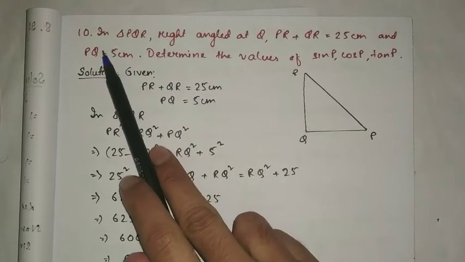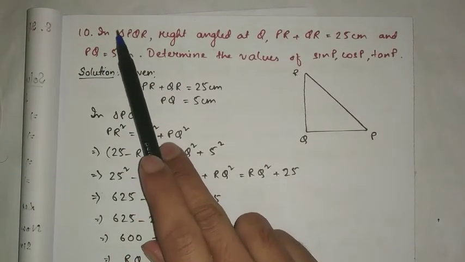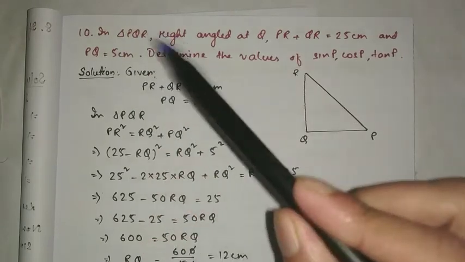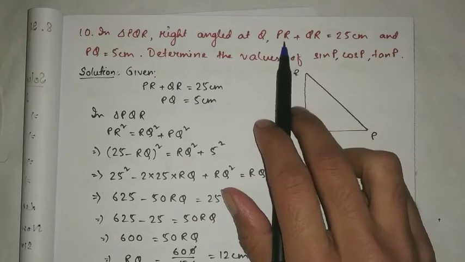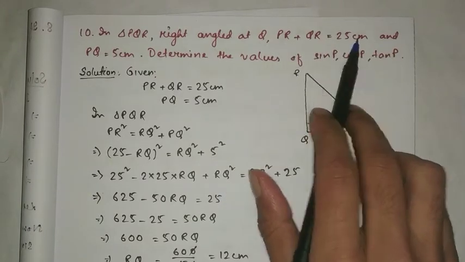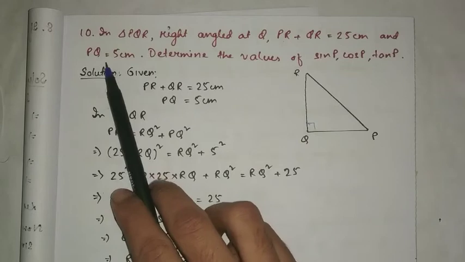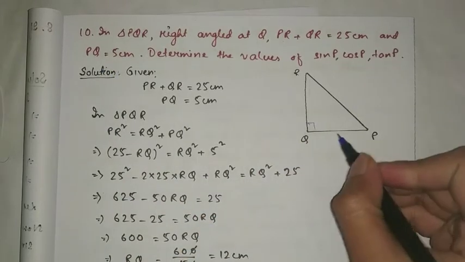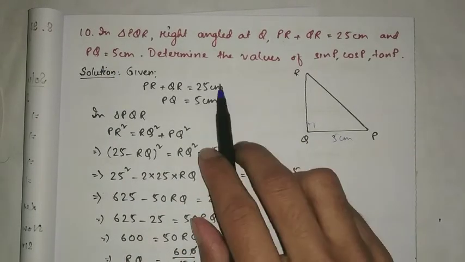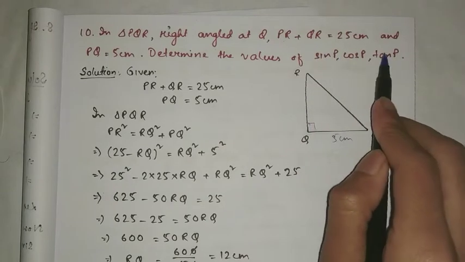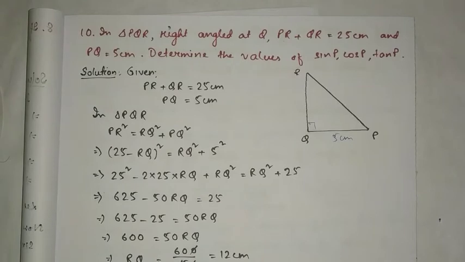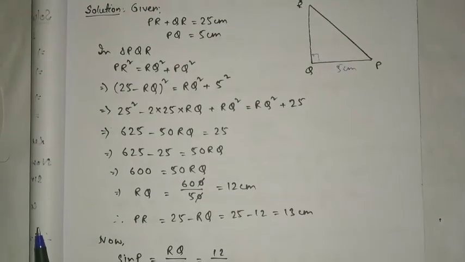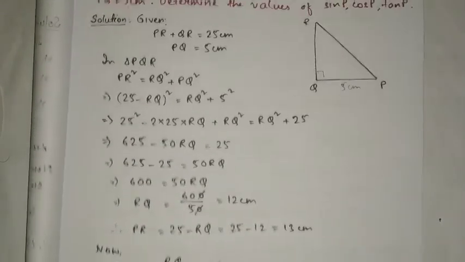So we move on to the next problem, question number 10, which is: in triangle PQR, which is right angled at Q, it is given that the sum of PR and QR is 25 centimeter, and the length of PQ is given to be 5 centimeter, and we have to determine the value of sin P, cos P, and tan P. So we write the given part, and we just simply apply the Pythagoras theorem in this triangle.